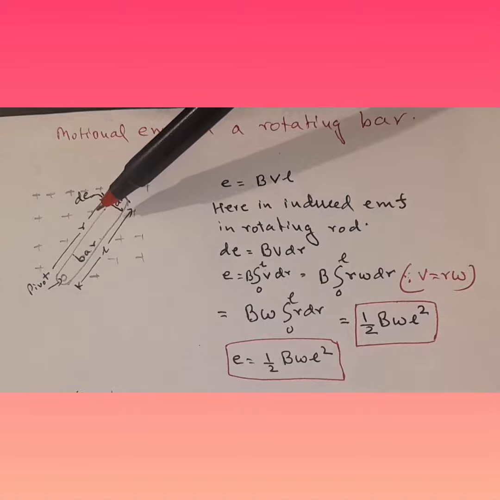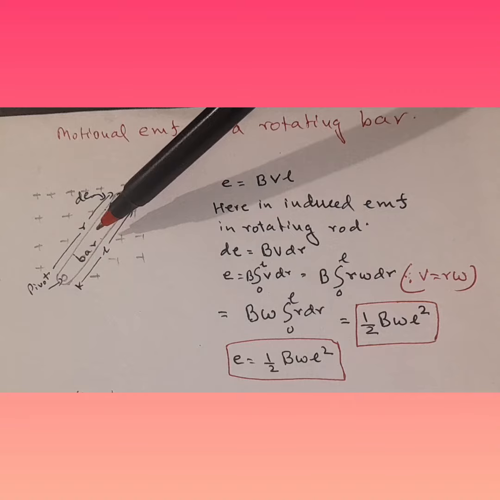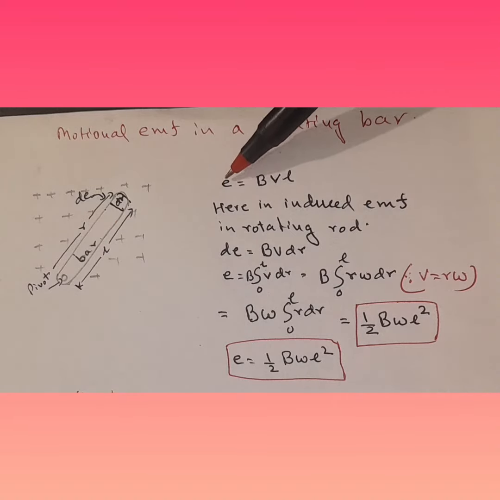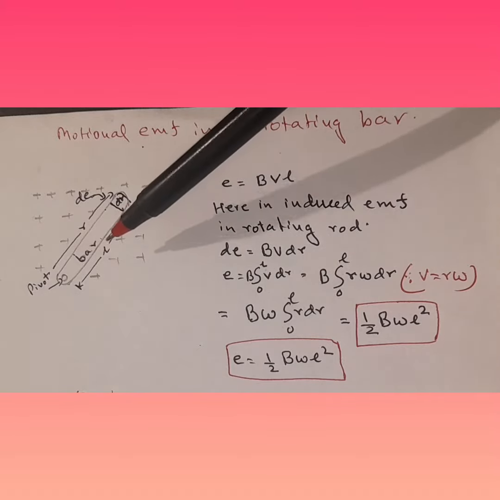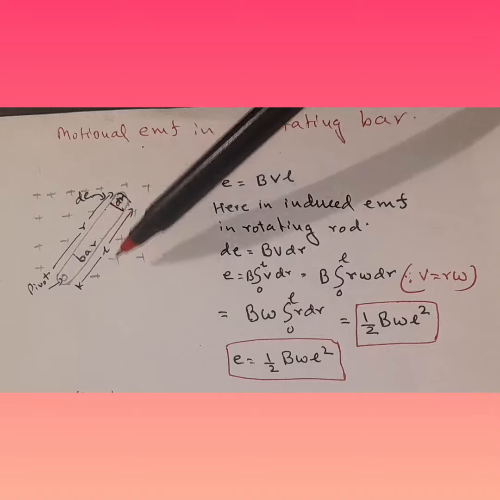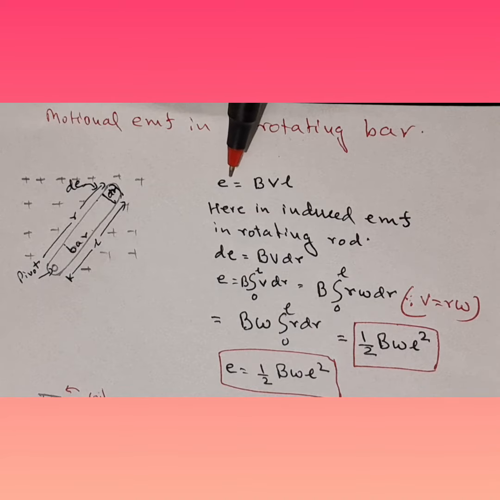Since the bar is cutting the magnetic field, we know that the bar would generate EMF, which would be equal to BVL, where B is the magnetic field, L is the length, and V is the velocity with which it's rotating. Obviously, since it's rotating, we have got to later on convert the linear velocity into angular velocity, where V is equal to R omega, which we would be applying later on. Now, we have already developed the formula EMF is equal to BVL.